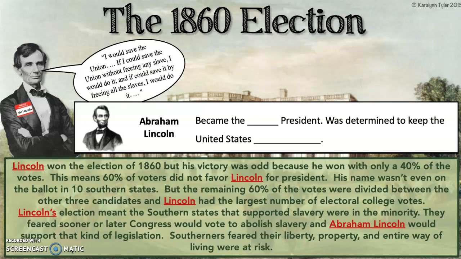His name didn't even show up on 10 ballots for some of the southern states. So the remaining 60% of those votes were divided between the other 3 candidates, so Lincoln ended up having the largest number of electoral college votes.